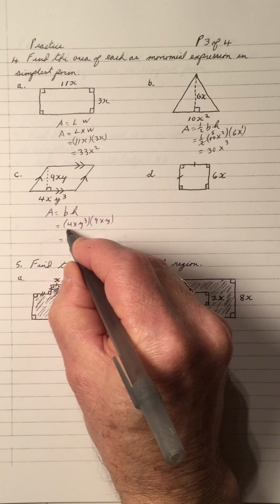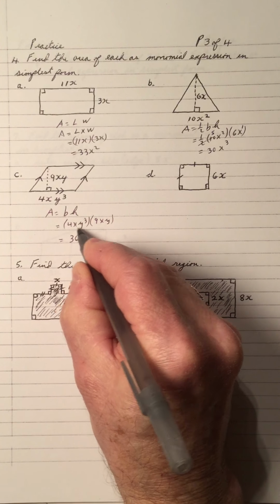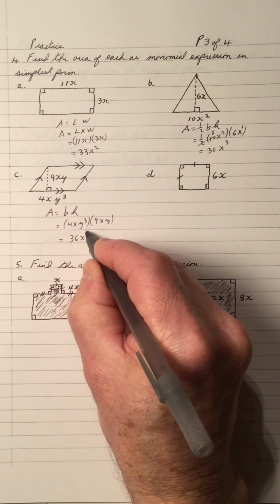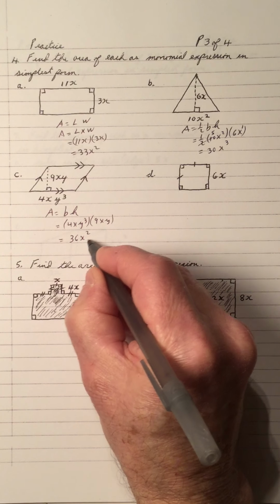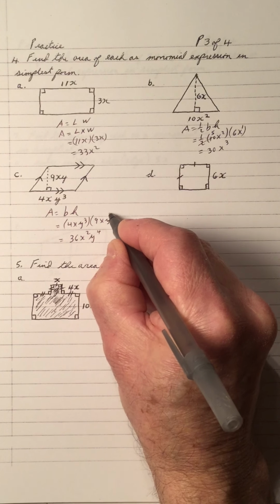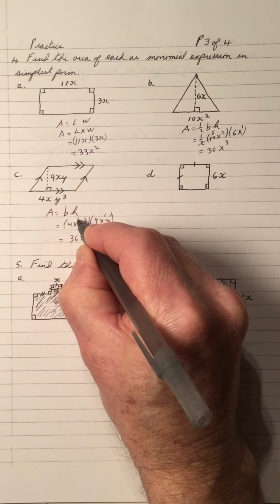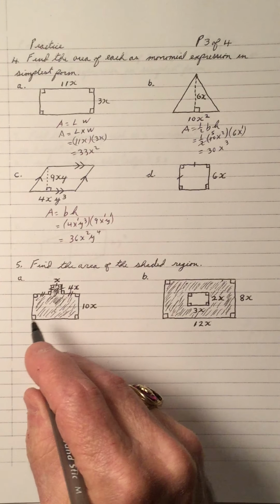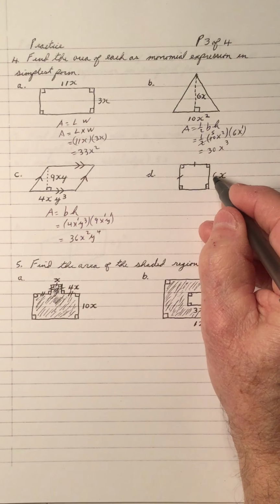And multiply that out, 4 times 9 is 36. x times x is x squared. And y cubed times y is y to the fourth. Remember, that's a 1, a 1, and a 1. Simplified.